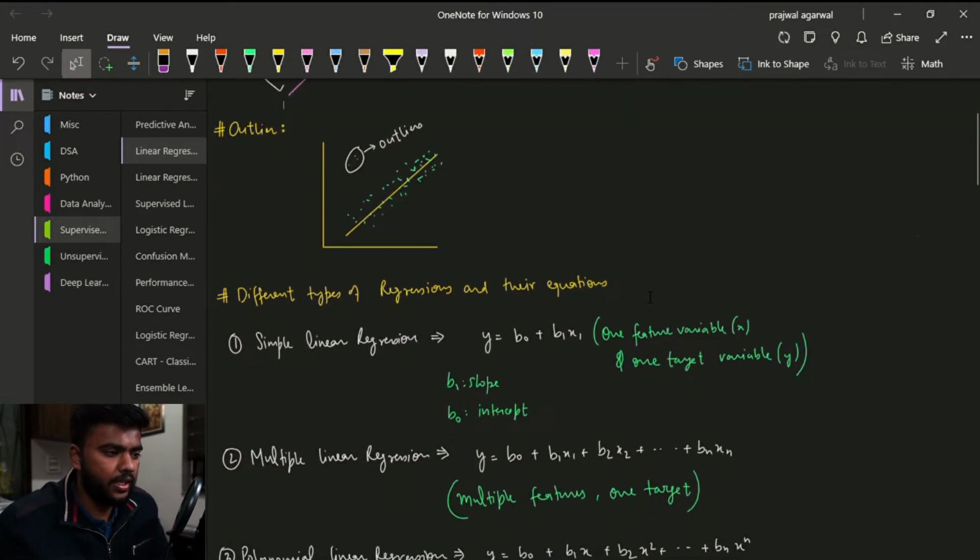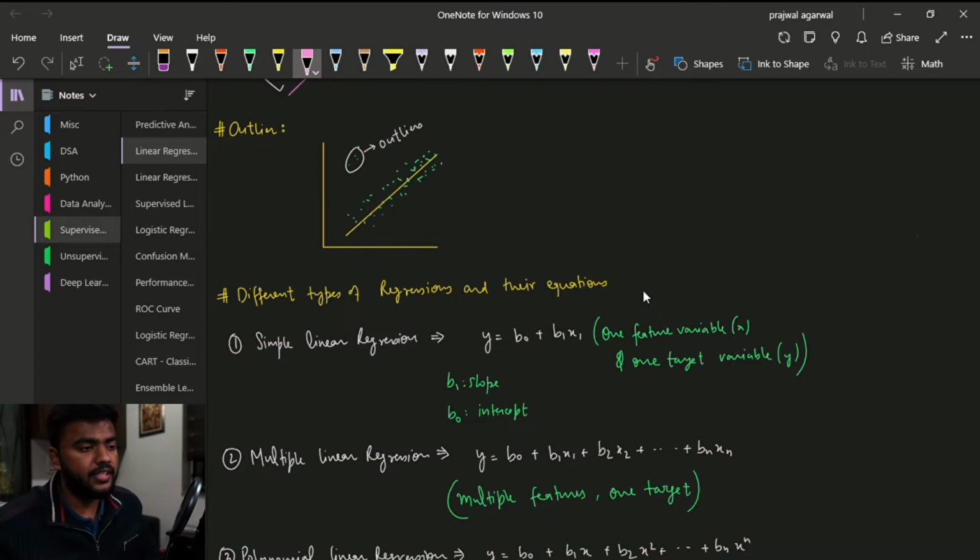Now, what are outliers? Outliers are basically points which are very different from the entire data set. Okay, so as you can see, this is one of the linear regression models, and all the points are lying in this particular region, but outliers are the points which are lying in a different region by themselves.